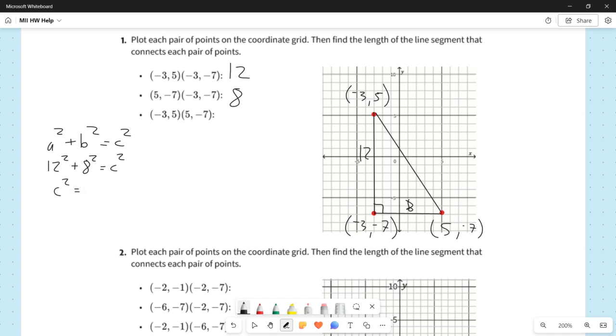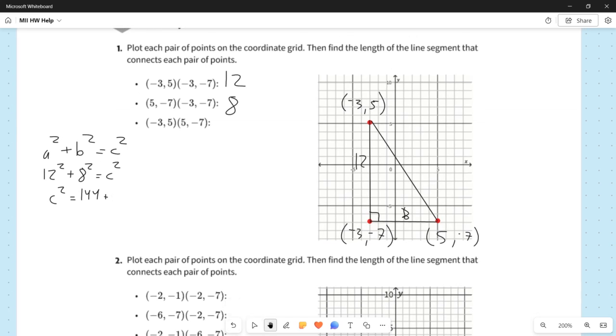So c squared equals. You could plug this whole thing in as it is. I'll just do it piece by piece. 12 squared is 144. 8 squared is 64. So c squared is the sum of 144 and 64. That's 208. And we'll take the square root of both.